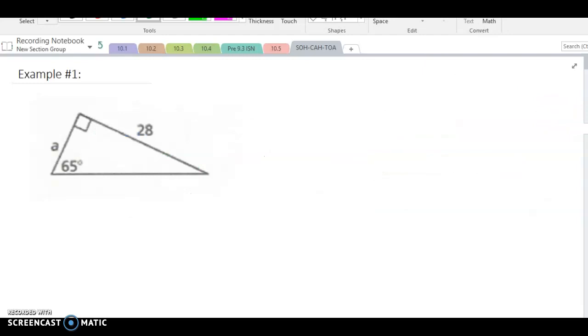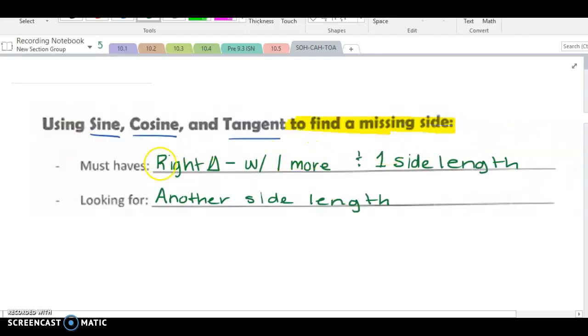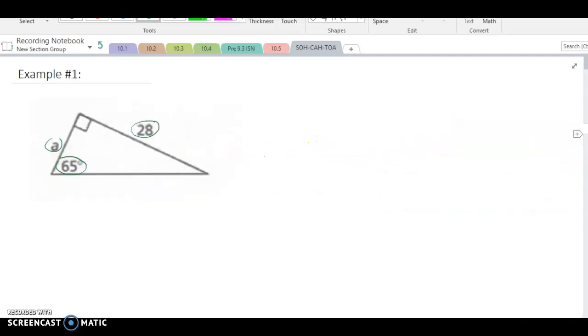All right, so let's look at this first example here. We have a triangle that looks like this. We have a right triangle, we have another angle measure, and we have a side length, and we want to find another side length. So just like what we just wrote here, we have all these, and we're looking for this.